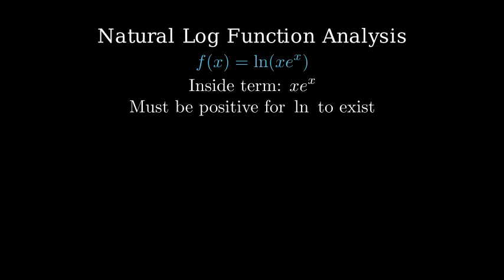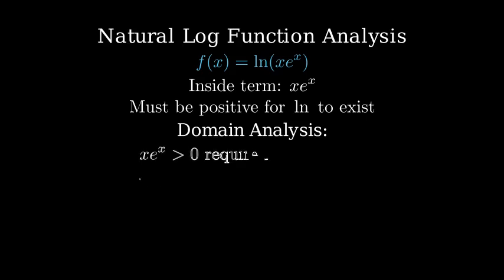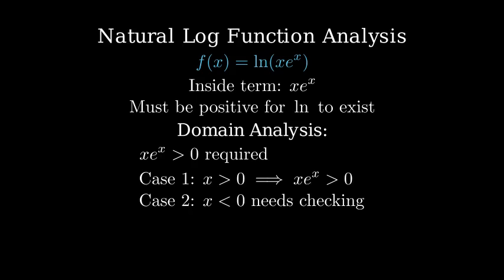This means our input must be positive for the natural log to be defined, since we can't take the natural log of a negative number or zero. Let's determine the domain. For the natural log to exist, we need x e to the x to be greater than 0. When x is positive, e to the x is always positive, so their product is positive. When x is negative, e to the x is still positive, but x is negative, so we need to check when their product is positive.